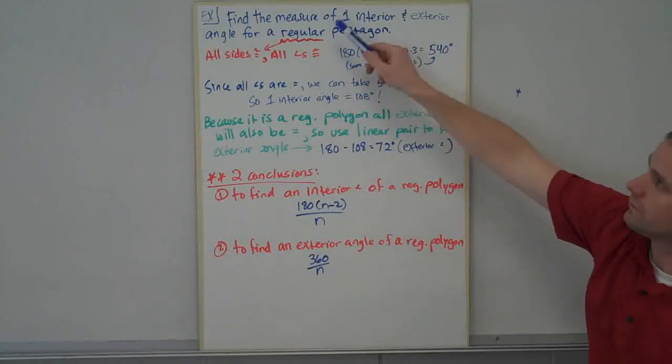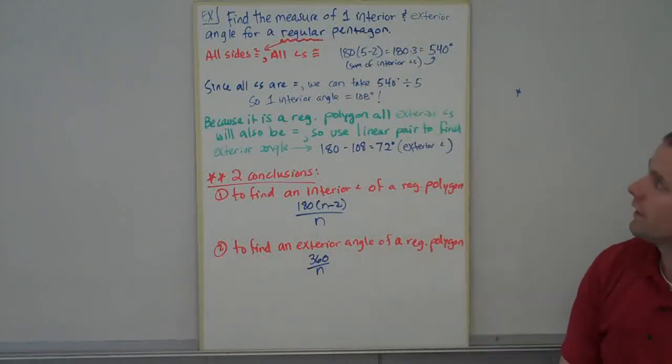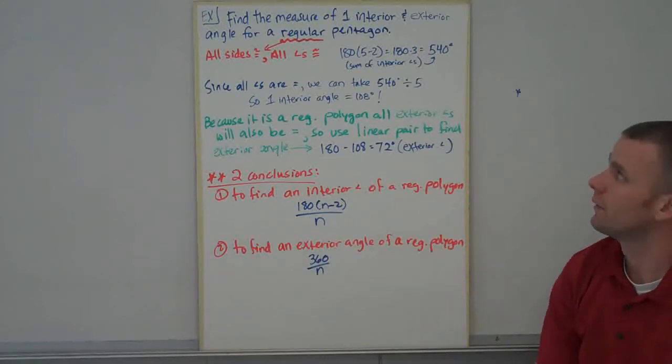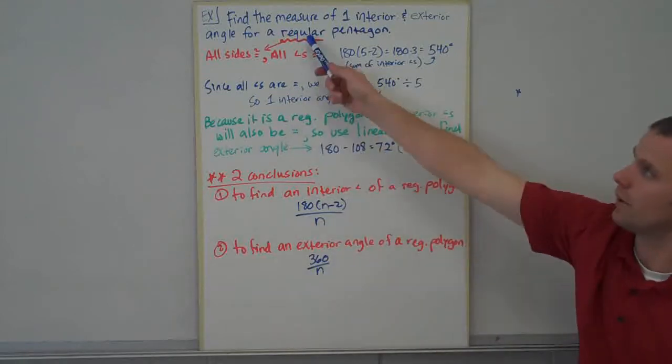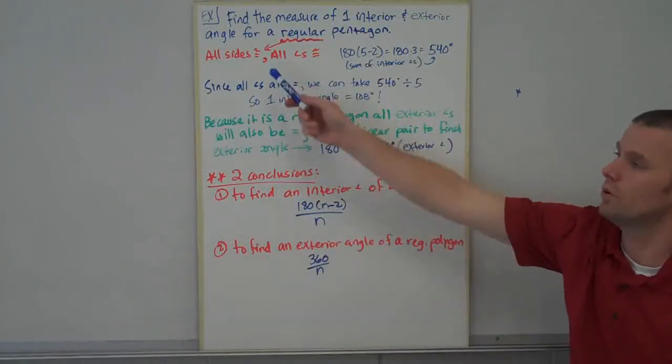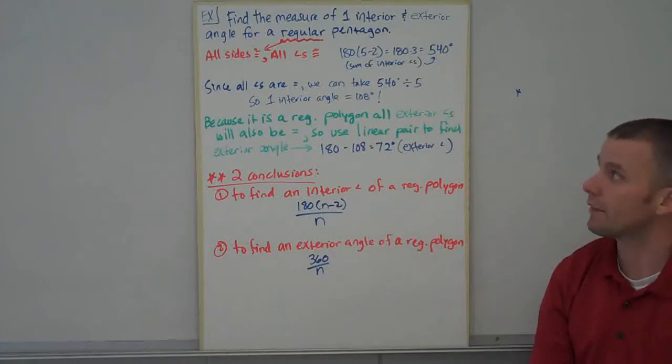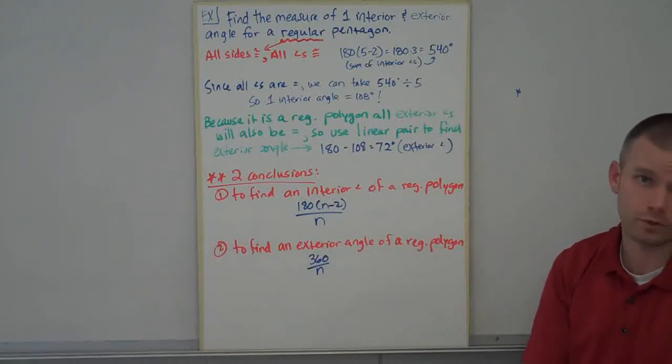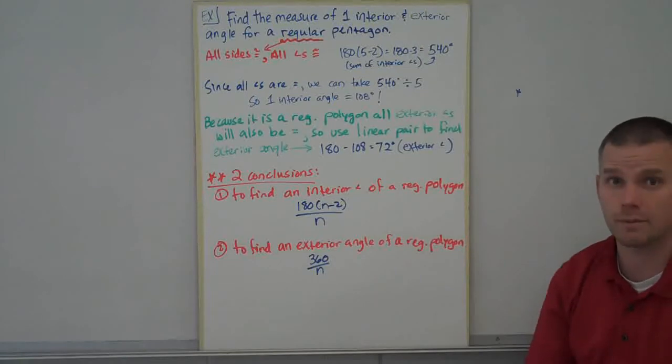So how does this help me out? Well, if I want to find the measure of one interior angle and one exterior angle for a regular pentagon, okay, key term here, regular. Remember, for polygons regular, 1, it's got to be convex. 2, all the sides are congruent. And 3, all the angles will be congruent. So I know each interior angle will have the same exact measurement.